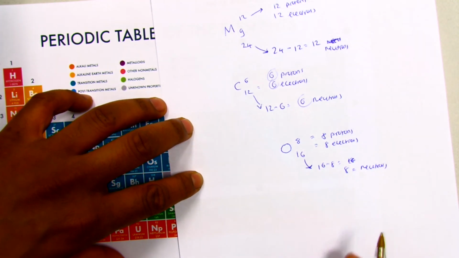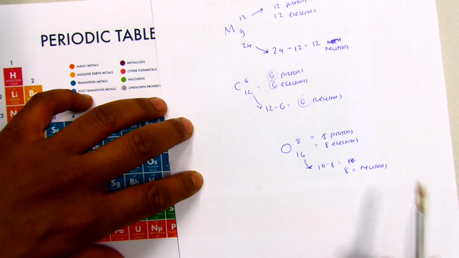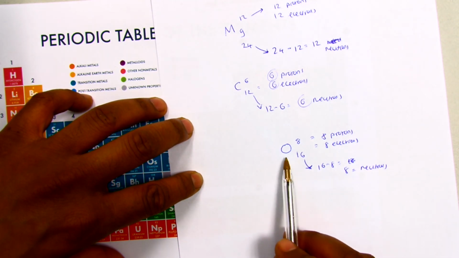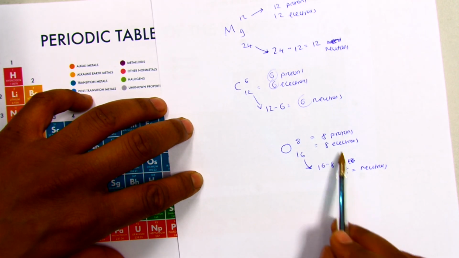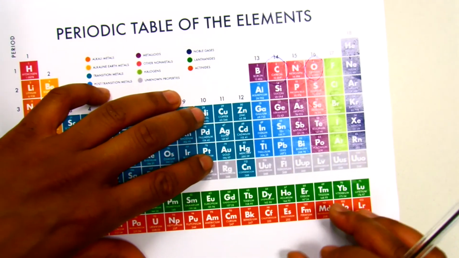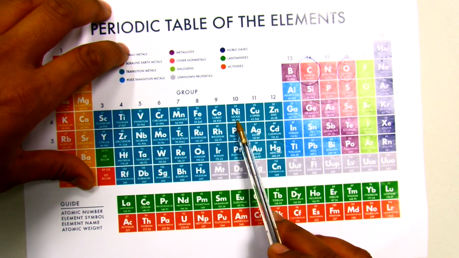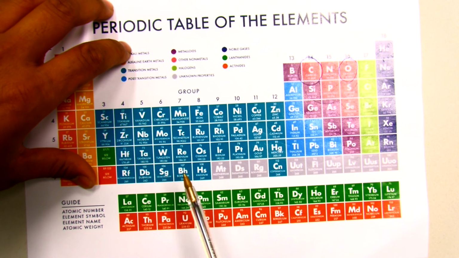Now, it's not always going to be the case where all three numbers are the same. There are some elements that don't have the same pattern. But we know oxygen has in its nucleus 8 protons and 8 neutrons, and then there are 8 electrons orbiting the atom. It's as simple as that. You can pick out any element on the periodic table and use the mass number and the atomic number to determine how many protons, electrons and neutrons exist in the atom.